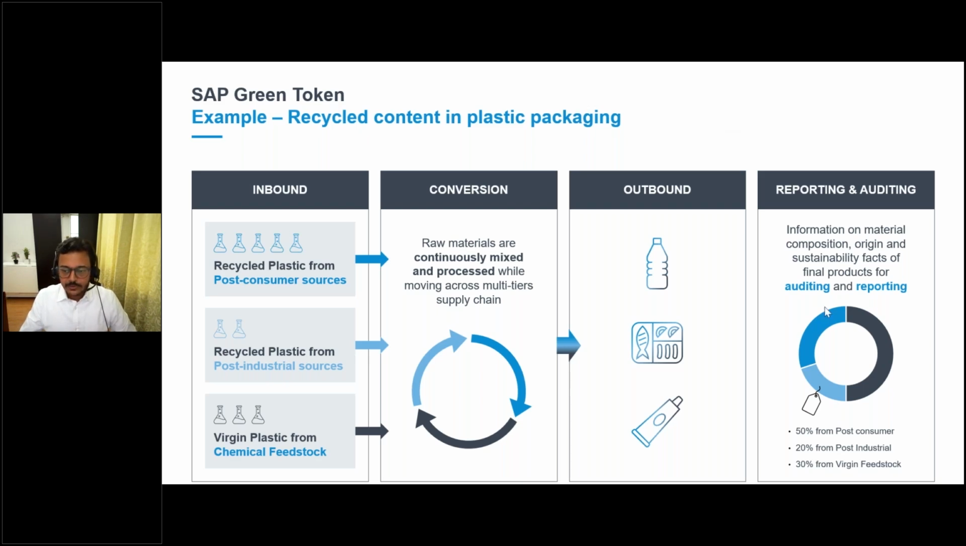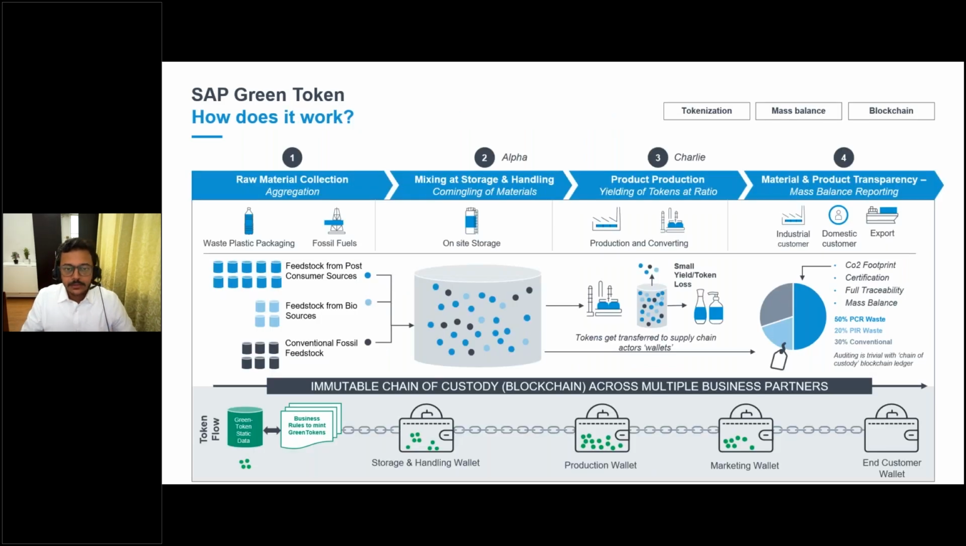And this is where Green Token can help us with this traceability, to say that based on the inbound quantities, we can say how much of the outbound can be tagged as recycled plastic versus conventional plastic. And to go a bit deeper into how this works, and again, we will not go into all the technical details, here we see the first step, which is the inbound of the raw materials.